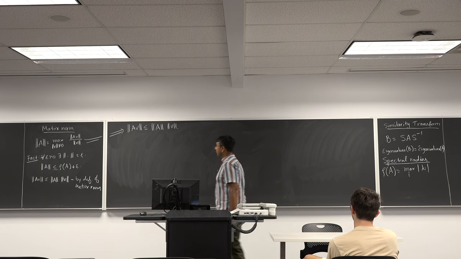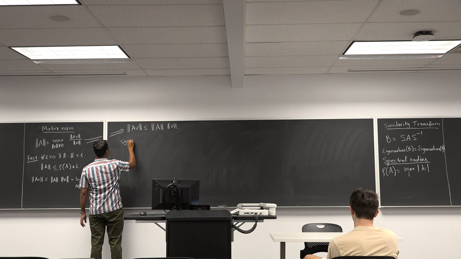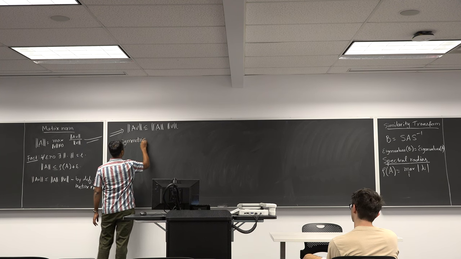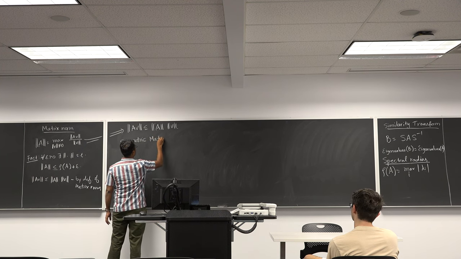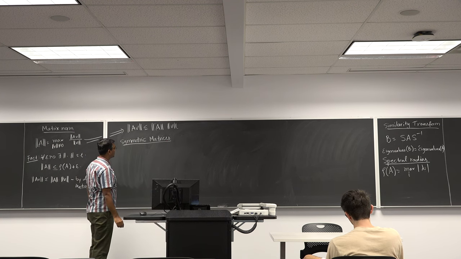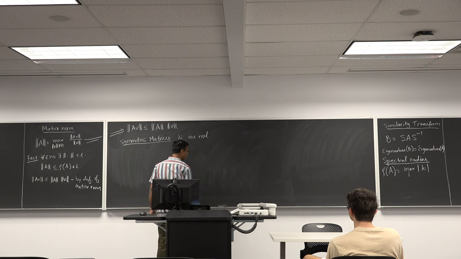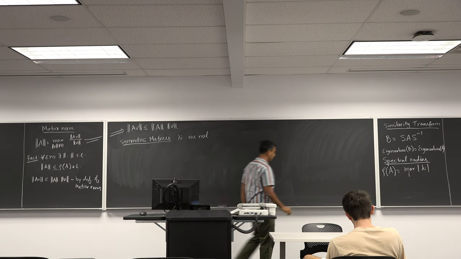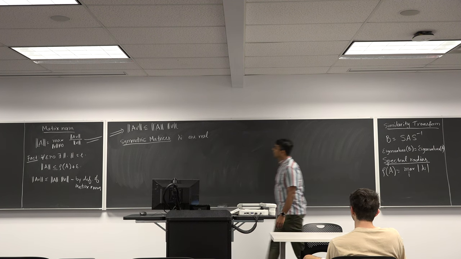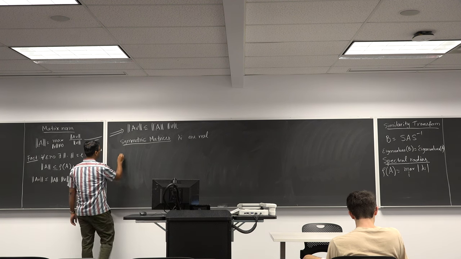Let's go back to the discussion on symmetric matrices. We already mentioned that for symmetric matrices, the eigenvalues are real numbers, but it also turns out that the eigenvectors of symmetric matrices are orthogonal to each other.